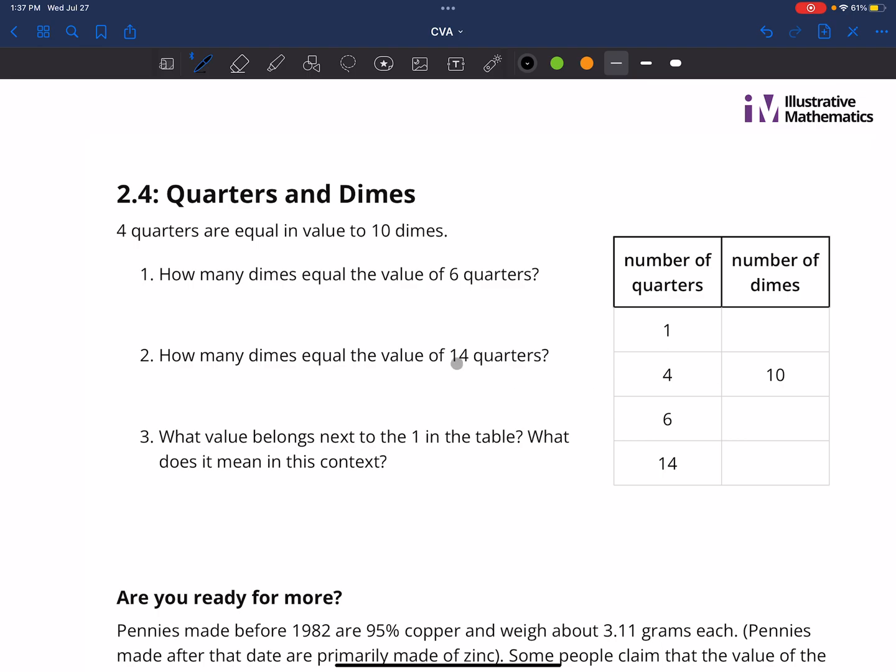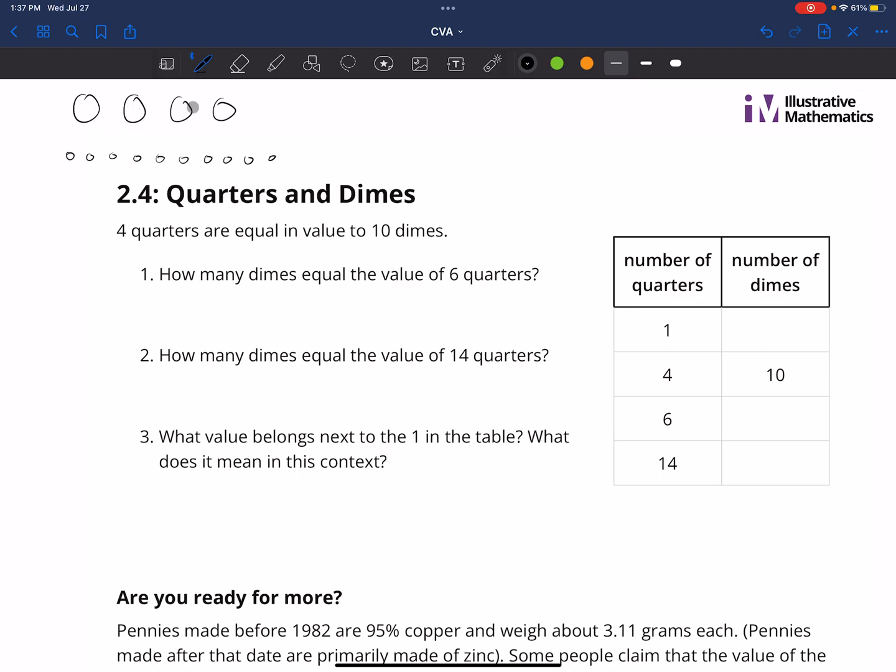So 4 quarters are equal in value to 10 dimes. Now that is true because quarters are equal to 25 cents each. So I'm gonna make quarters bigger. So quarters, and then dimes are smaller. 1, 2, 3, 4, 5, 6, 7, 8, 9, 10.